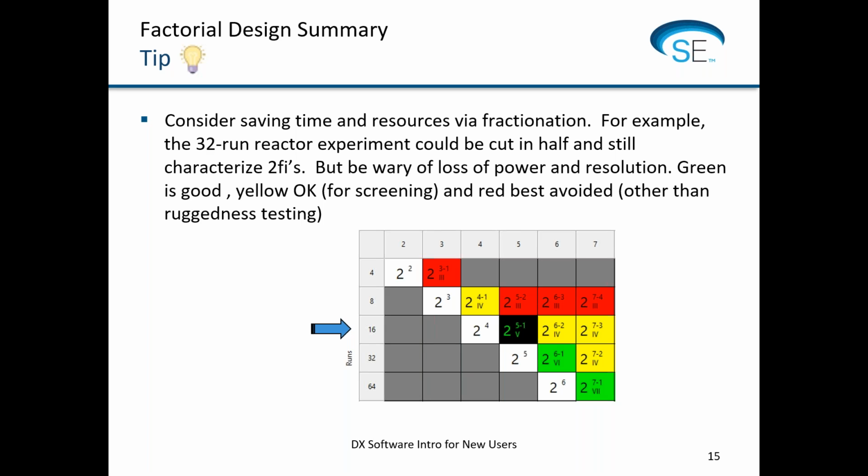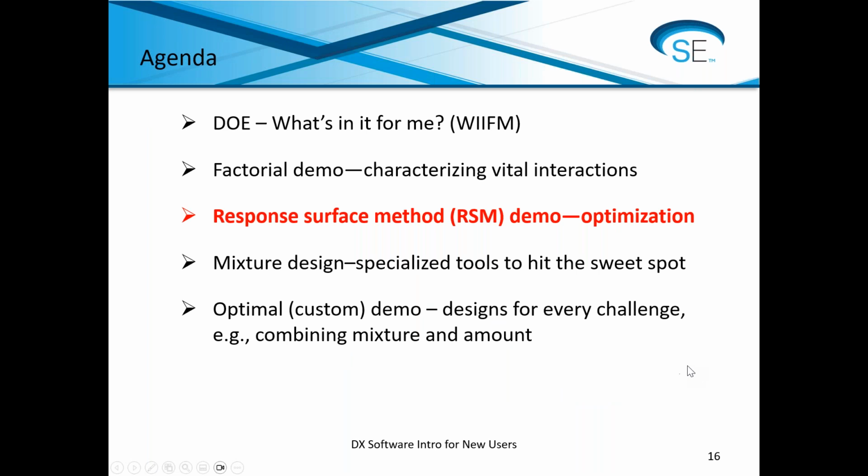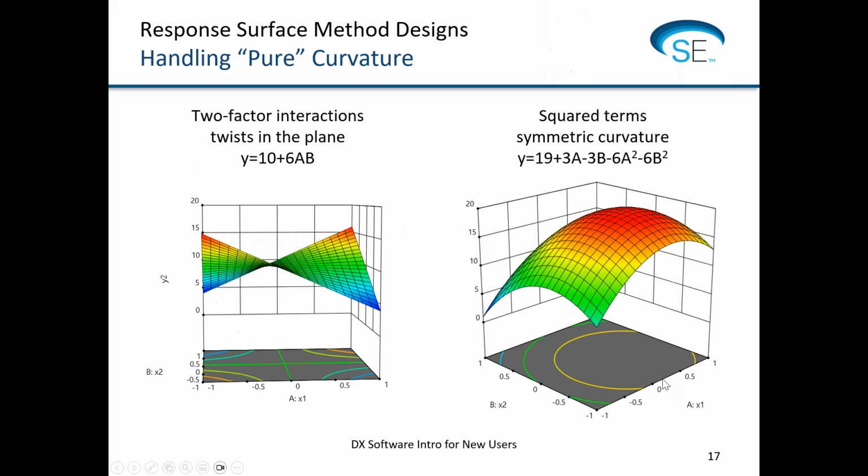The green ones will at least let you identify all the main effects and the 2-factor interactions, which are definitely the most common. You know, 3-factor interactions are quite unusual, very rare. Well, we definitely want to set up our experiments to be able to find at least 2-factor interactions. All right, so then we're going to get into a response surface demonstration where we can optimize a system.